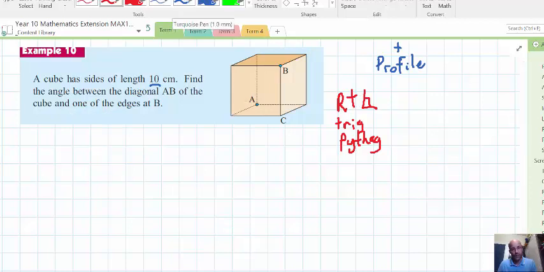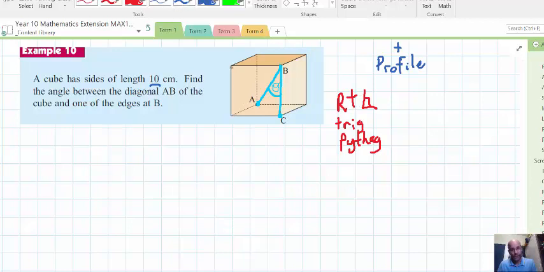So let's draw in some lines to clarify that. So AB is from the bottom corner here up to the opposite corner on the top, so it goes up and across. So that's some 3D kicking in, right? And one of the edges at B, now all of the edges at B are the same, so I'm going to use C, because it's already marked in there, so it's a bit of a hint. And we need to find this angle here. So that's clarifying what we have to find. So it's that angle there.